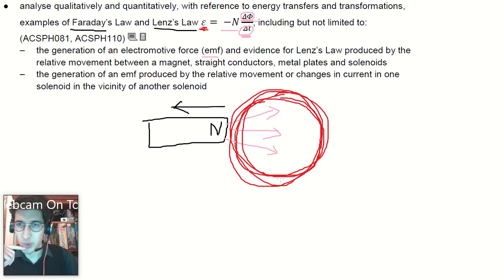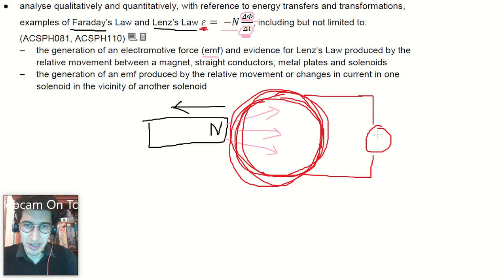Okay, so that is Faraday's law. He discovered it by doing exactly this. He had a solenoid, he had a magnet, he moved the magnet in and out. The solenoid was connected to a galvanometer, which is kind of like a microammeter, and he could see the current being generated through his device there. Okay, relative movement between magnets, straight conductors, metal plates, and solenoids.